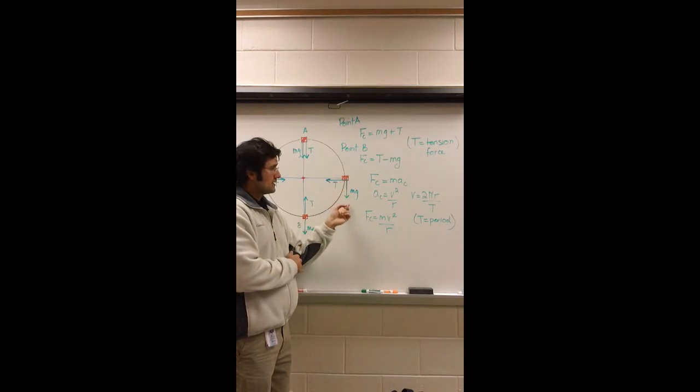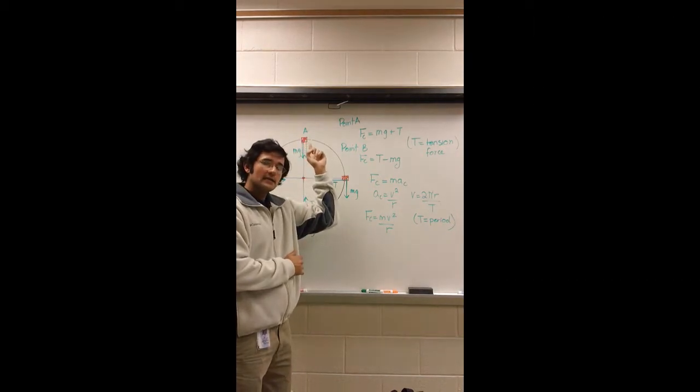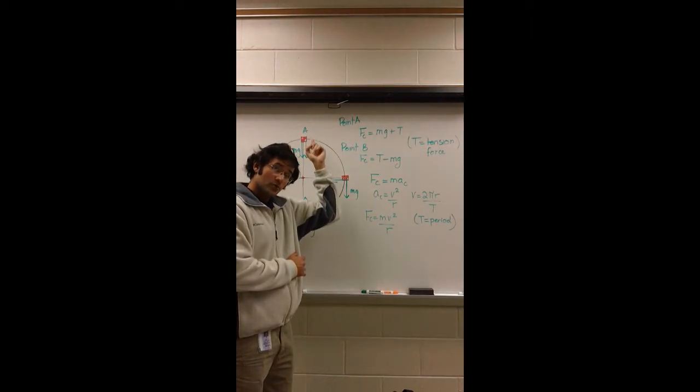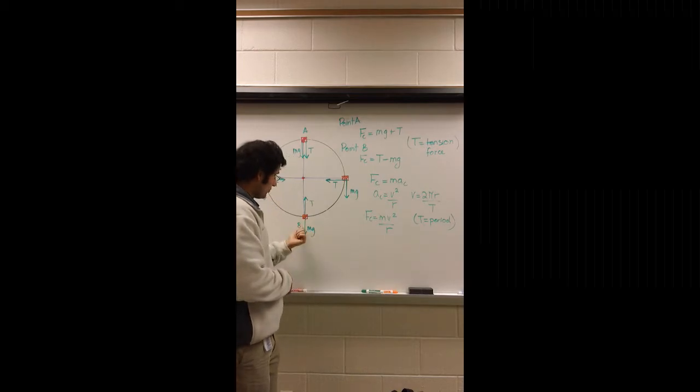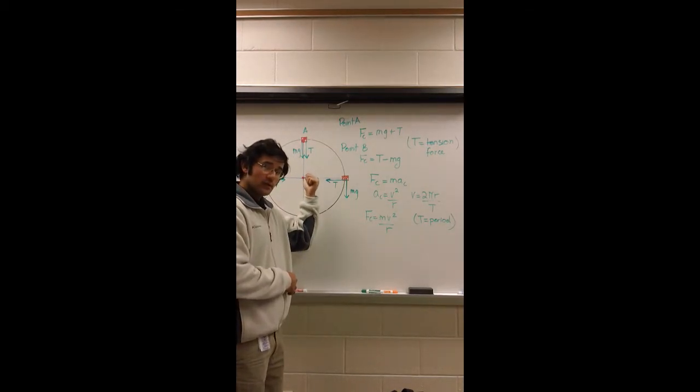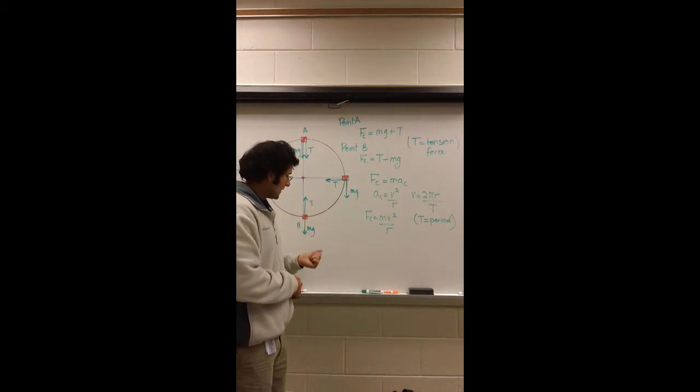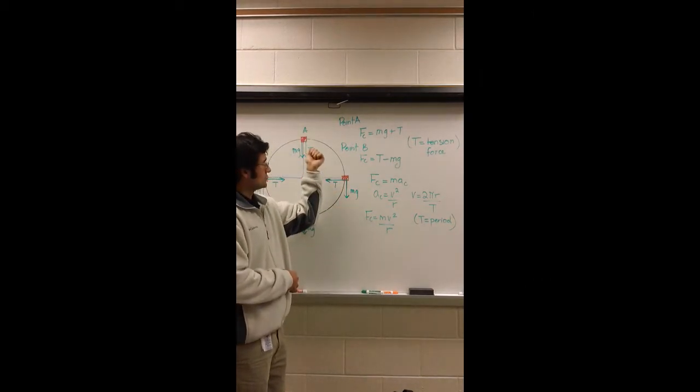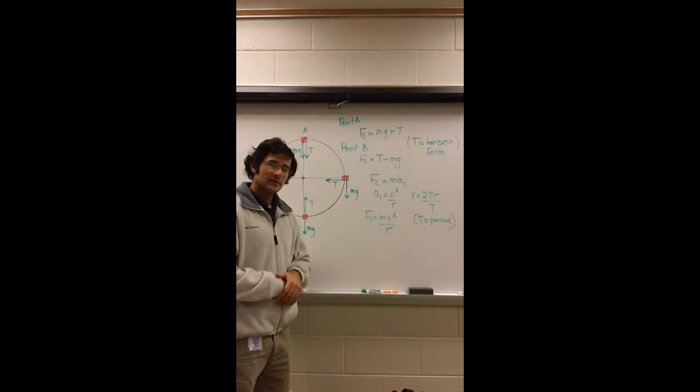At this point, the force of gravity is pushing the box down. The tension force is pulling towards the center. At point A, the force of gravity and the tension force both are pulling you towards the center. At point B, the tension force is pulling you up. The force of gravity is fighting against you. It's pulling you down. The force of gravity will always point you towards the center of the earth.